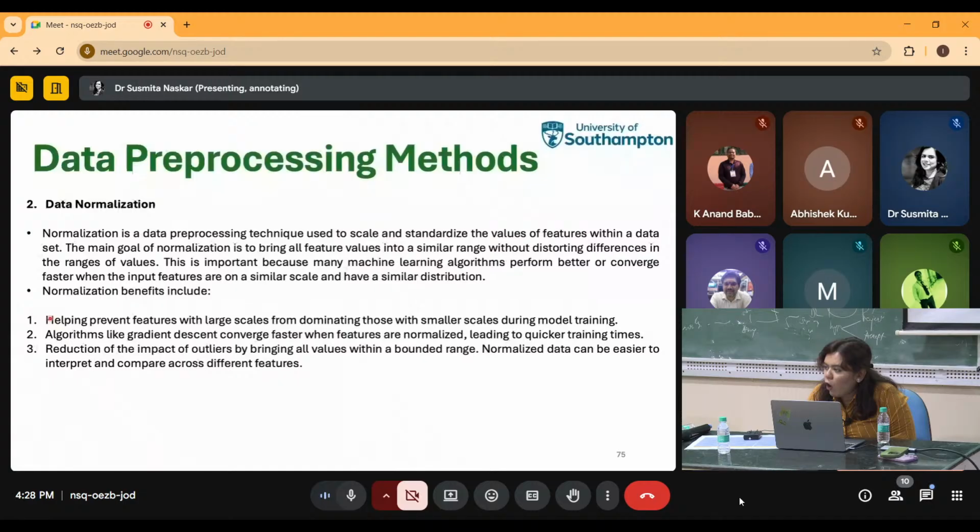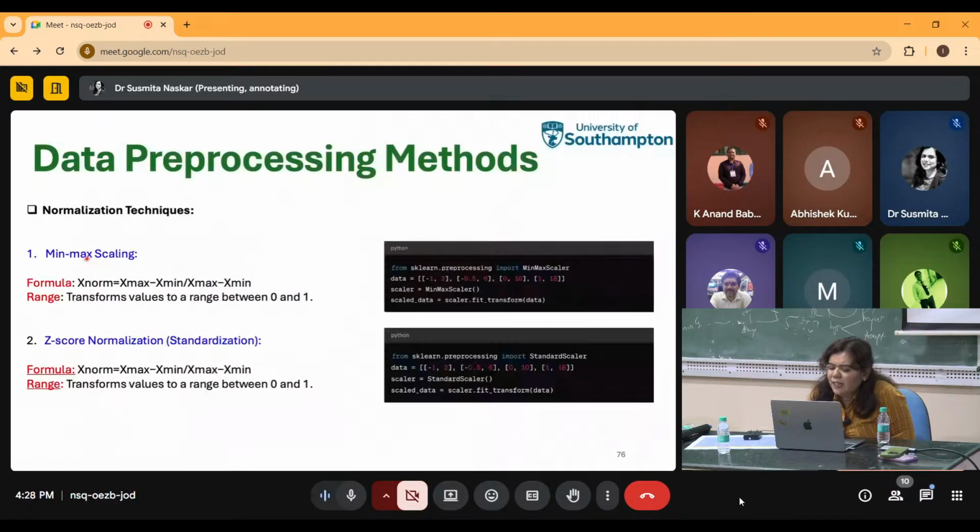There are different ways we can do that. The first one is min max scaling, and the second one is Z-score normalization, which we can also call standardization. Min max scaling rescales your data to a fixed range, so let's have a quick look at that. It uses a formula that adjusts each feature proportionally. This technique is especially useful when you want all features to be on the same scale but still preserve the relationships between the values.